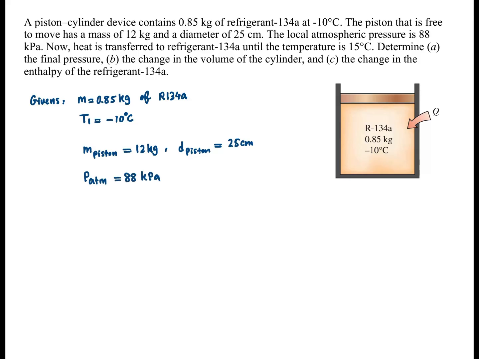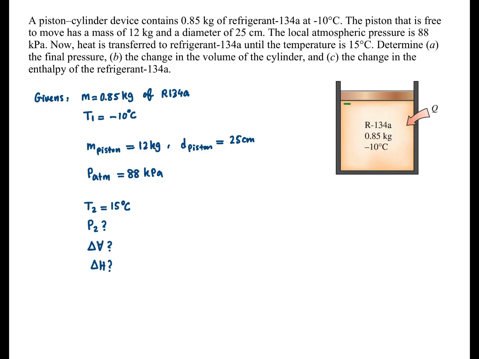Now heat is transferred to refrigerant until the temperature is 15 degrees C. T2 is 15 degrees C. Determine the final pressure. We are interested in P2, the change in the volume of the cylinder, delta V, and the change in enthalpy of the refrigerant, delta H.